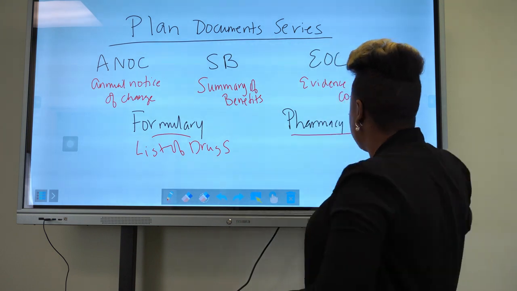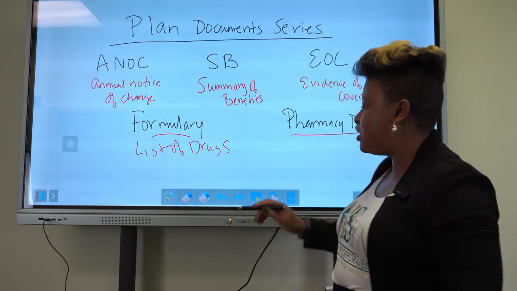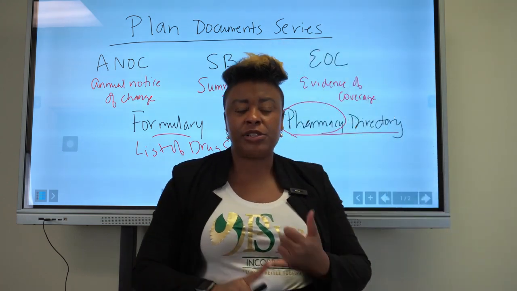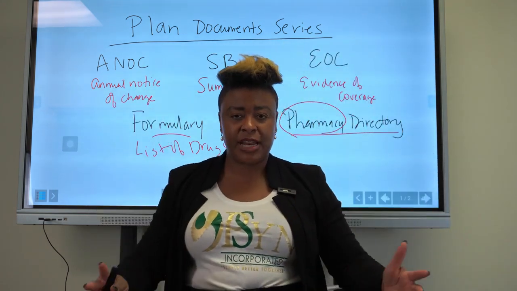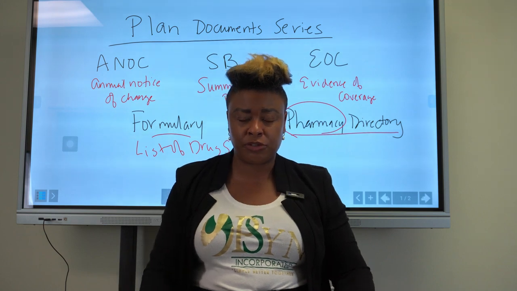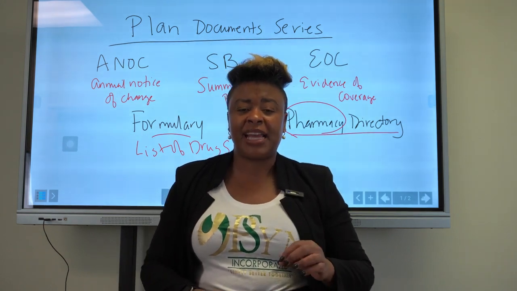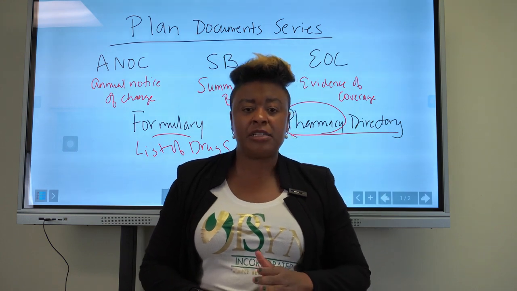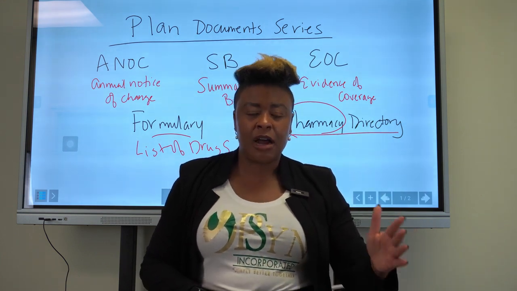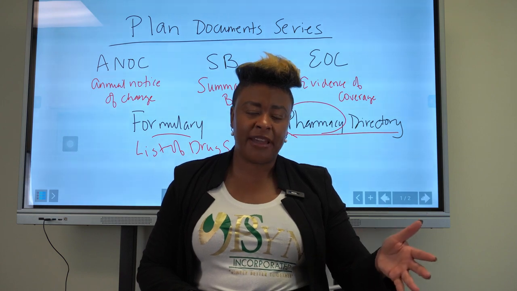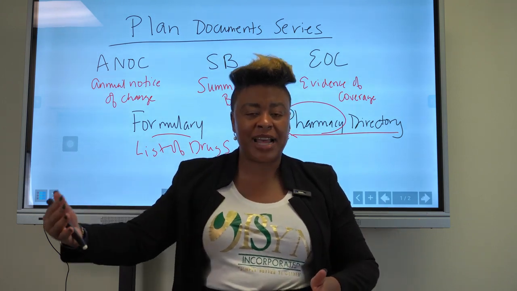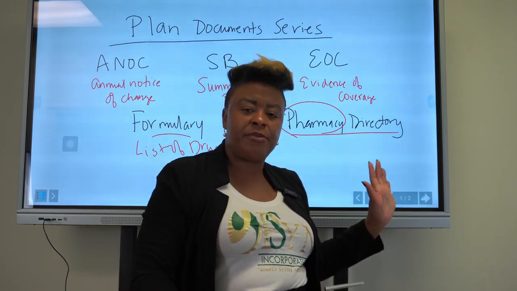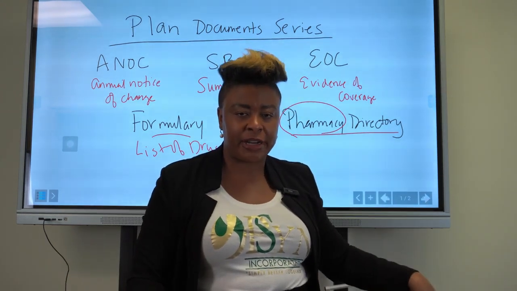And then you have your pharmacy directory, and it's just literally what it says. It's a list of pharmacies, okay? So it's going to have all the pharmacies that you can actually go to and pick up your prescription drugs. You may have a plan that has what we call a preferred pharmacy strategy, and that just means some pharmacies are actually going to give you a lower copay for your drugs than if you went to one that's in the network but not preferred, okay? So all that information has to be in the pharmacy directory.